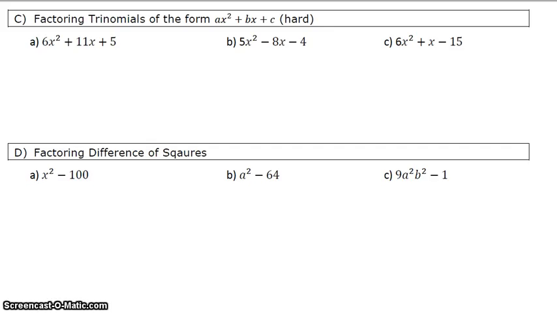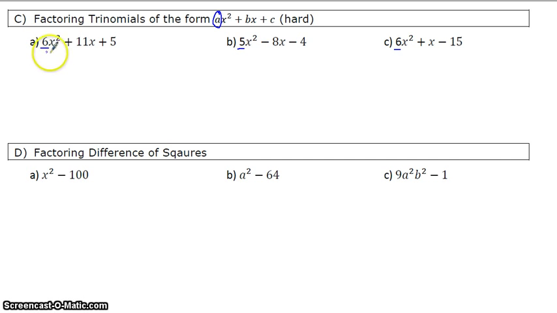Okay, now let's look at another type of trinomial, which is of this form, ax squared plus bx plus c, just with the leading coefficient not 1. Okay, that makes it hard. There is a formal way to do it, but there's also another way. It's called the intuitive way. So let me just show you the intuitive way.